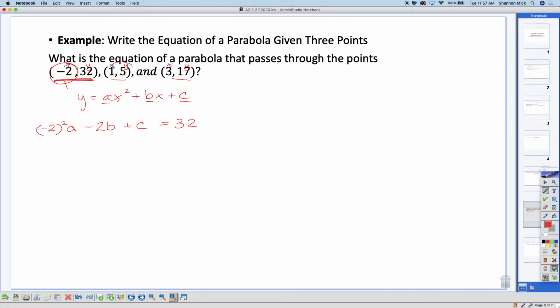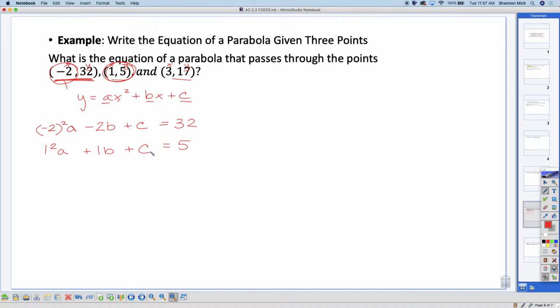Now you go to the next point and I'm plugging it in. So it equals what? 5. So 1 squared A plus 1B plus C. That's because we're solving for A, B, C. Those are my variables. That's what I need to solve for.